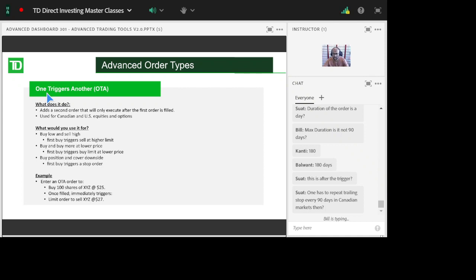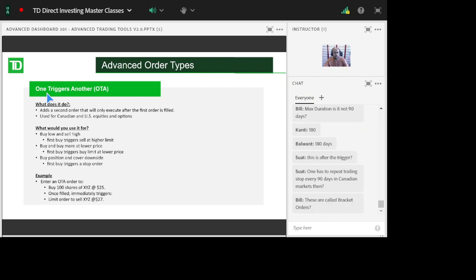So in Canadian markets, after 90 days, if it hasn't been triggered, it's going to expire. You'll have to set up that order again. Bill says these are called bracket orders. Yes, some pockets of the investment industry call these bracket orders as well, conditional or bracket orders, whatever you want to consider. And I'll explain visually for everyone why they call them bracket orders in a moment.